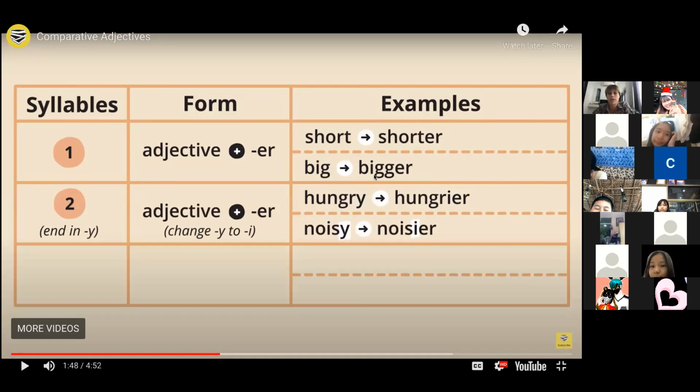Okay, so we worked on that in unit 5, adding er or changing the y to an i and adding er, right? And so now we're working on putting more before.